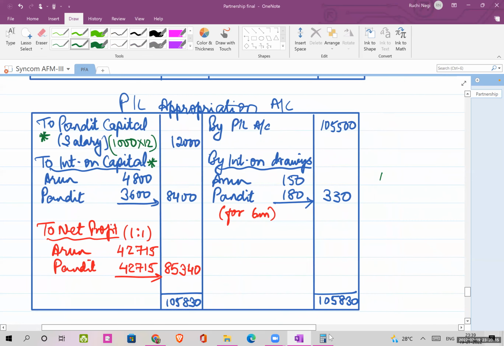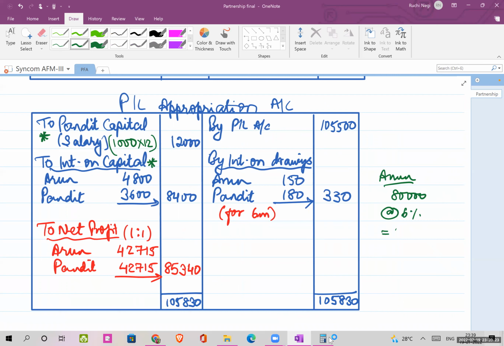ओके, आपका अरुण का कैपिटल कितना था 80 बराबर. तो 80 का सीधा वो लोग ने बोला है 6%. सो मेरा इंटरेस्ट ऑन कैपिटल कितना है 4,800. सेम वे फॉर पंडित. पंडित का कैपिटल कितना है 60,000. 60,000 का 6% will become how much, 3,600.